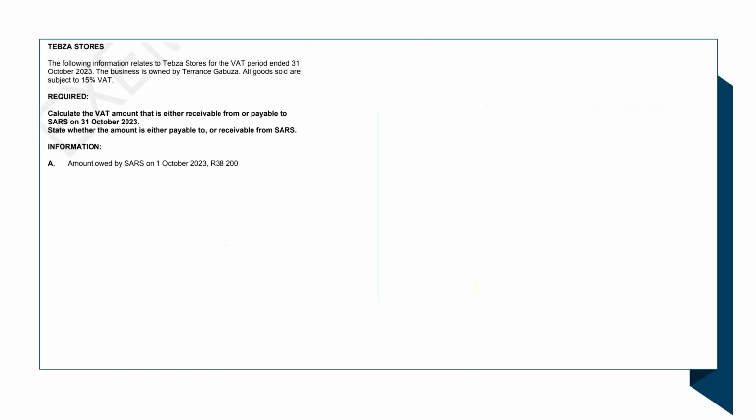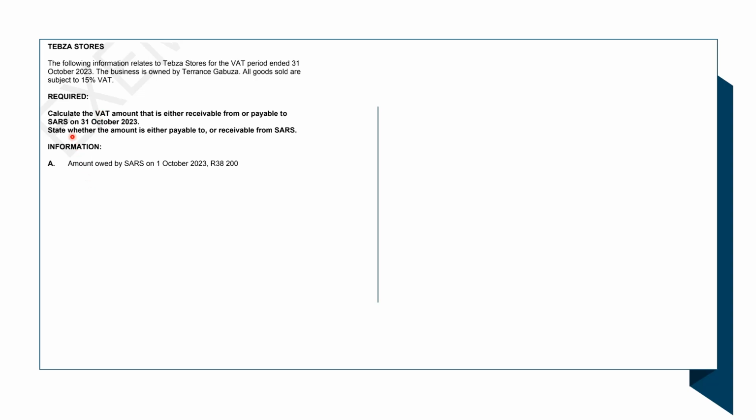Okay, so here is an example. Here we are provided with information relating to Debs Stores for the VAT period ended 31 October 2023. The business is owned by Terence. All the goods sold are subject to 15% VAT. Please take note of this 15% VAT. It will never be a different amount. Currently, VAT is 15%, so on all question papers, VAT will always be 15%.